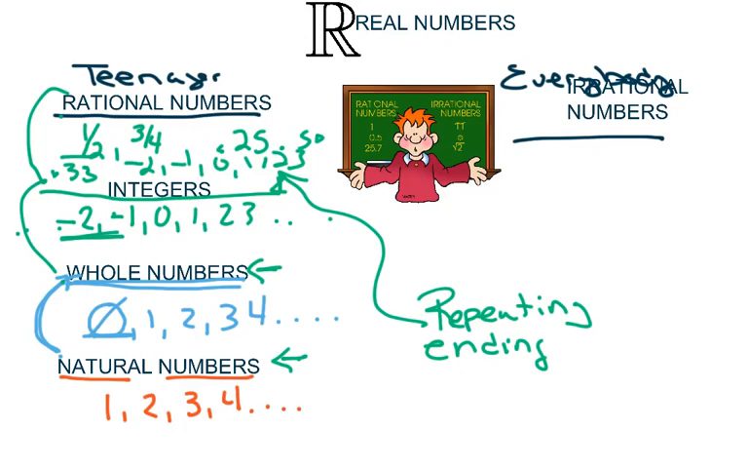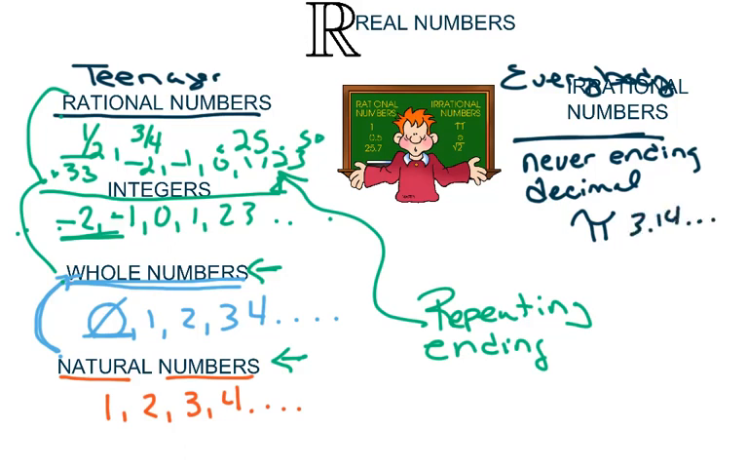Then over here to the other side we have irrational numbers. Irrational numbers are going to be your never-ending decimals. So you're talking about pi, remember 3.14..., which goes on and on forever. It doesn't repeat and it doesn't end. The other numbers that are like that would be square roots, like the square root of 2, the square root of 3. What about the square root of 4?